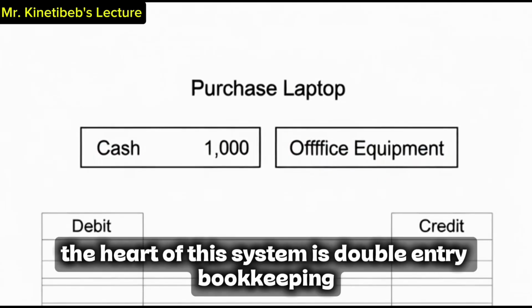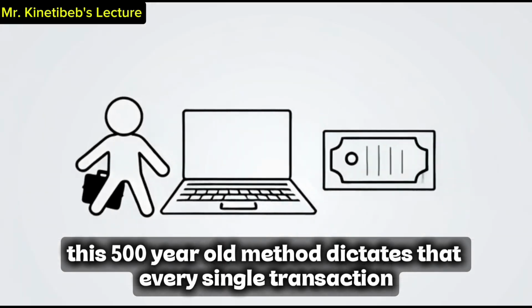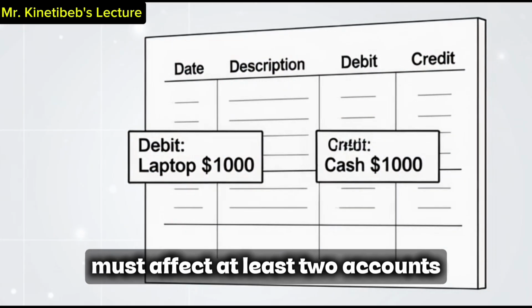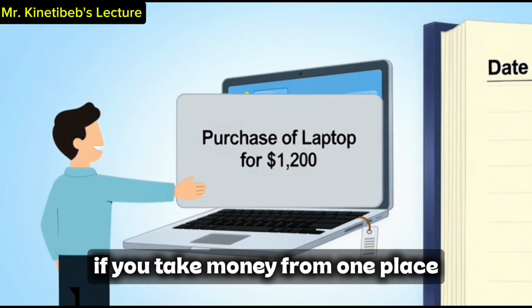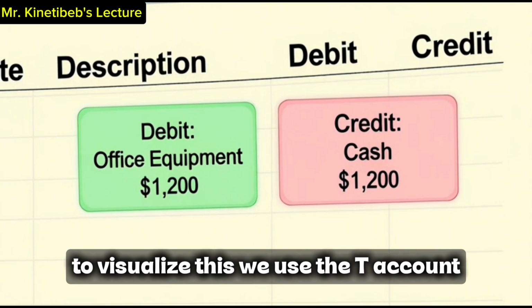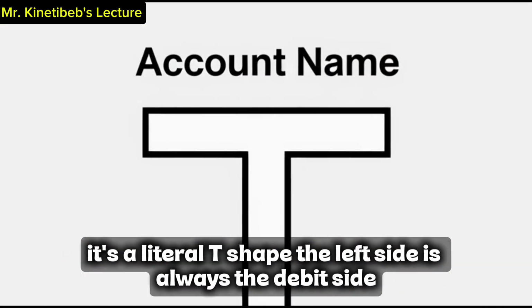At the heart of this system is double-entry bookkeeping. This 500-year-old method dictates that every single transaction must affect at least two accounts. If you take money from one place, it has to go somewhere else. To visualize this, we use the T account. It's a literal T shape.